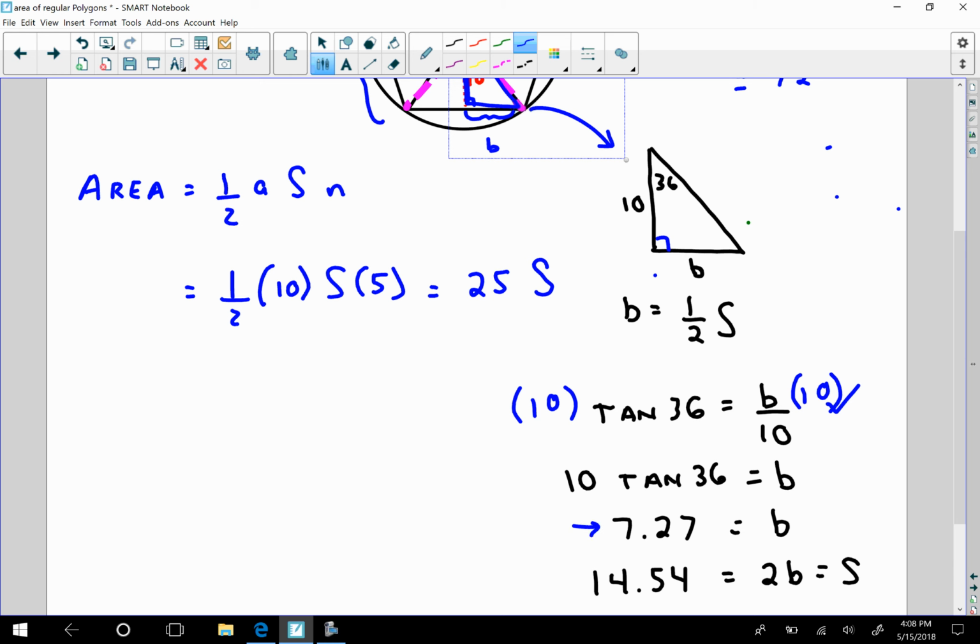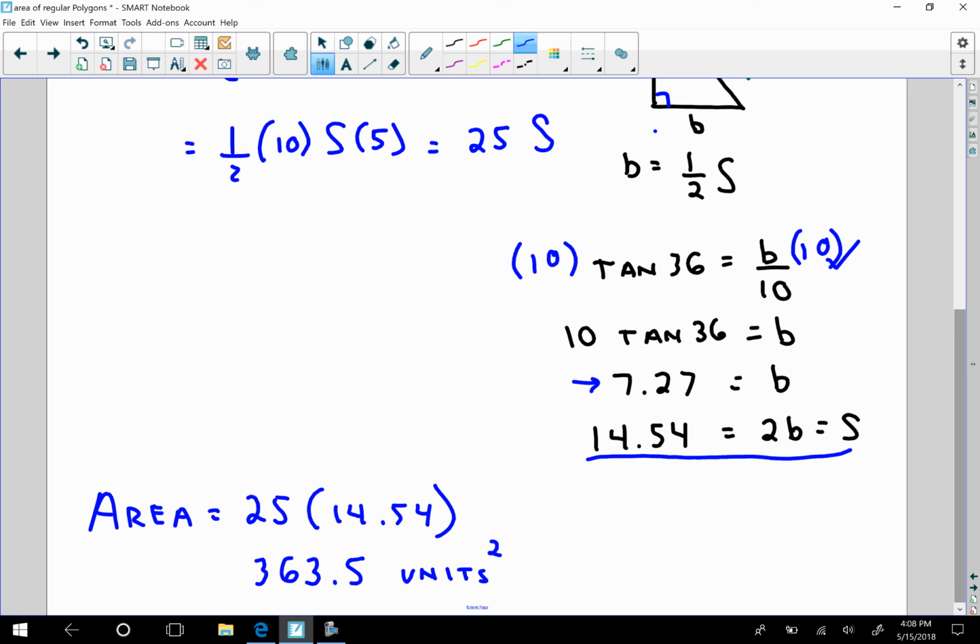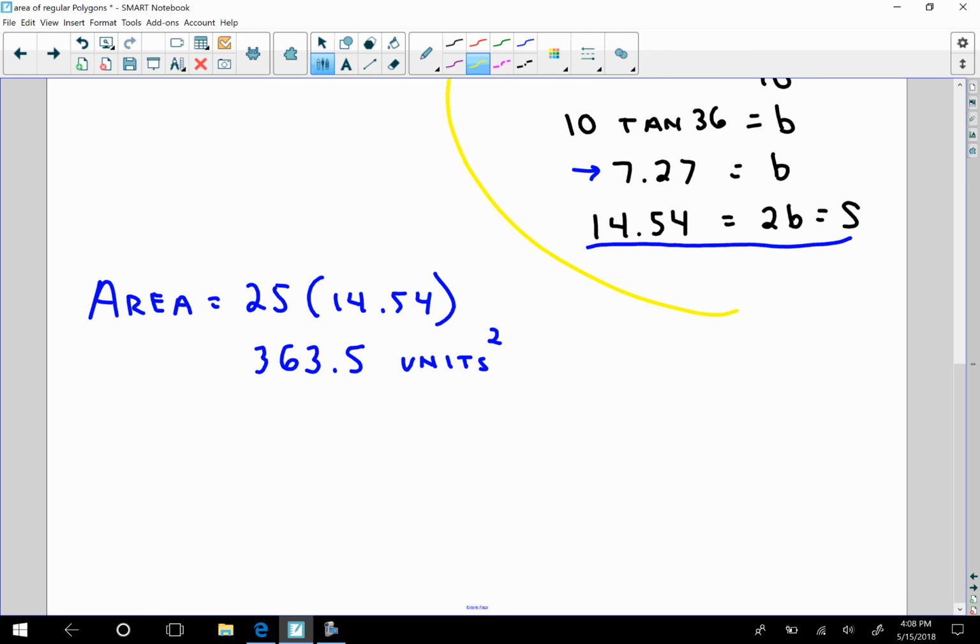My final goal was to find S. S is 2 times B, so just multiply both sides by 2, and you get 14.54 is equal to S. And I'm going to take that and plug that back into this particular equation for the area that I had, 25S, this is S. So my area for that 5-sided regular polygon is 363.5 units squared. We really are not given what the units are for this example.